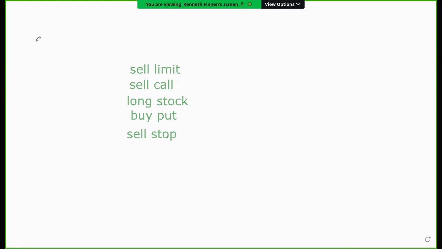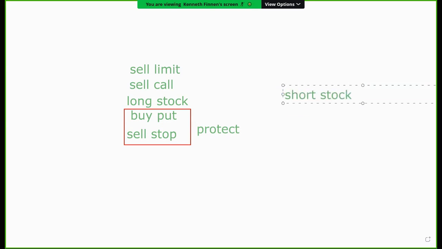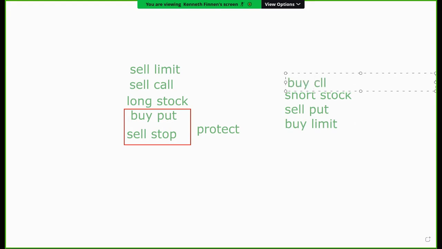You said buy put and sell stop for protection. Yeah, the bottom two are protection, right? And what is the sell limit? Sell limit is to take a profit. Like you buy stock at 30, you try to sell it at 40, you're taking a profit. So this is protect. And if I'm short stock, which means I don't own it, I would sell a put for income or do a buy limit to take it below, to take a profit. I do buy call for protection, or buy stop for protection. So these two are protect.